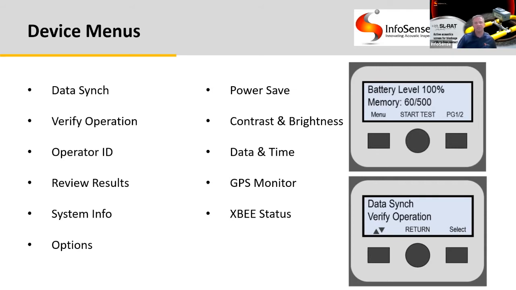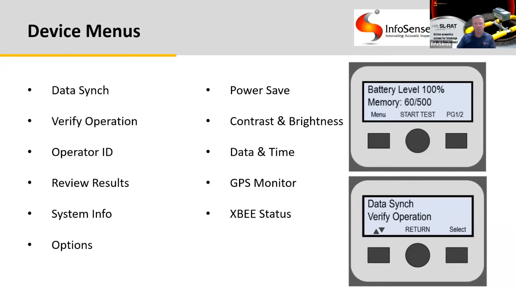The menu list is as follows. Data Sync initiates the synchronization of data from the TX to the RX as discussed earlier. Verify Operation takes you to the menu to start a self-test. Operator ID allows you to select a 2-digit numerical identifier for your operator. Review Results lets you look at previous acoustic tests taken and the score produced from those tests.